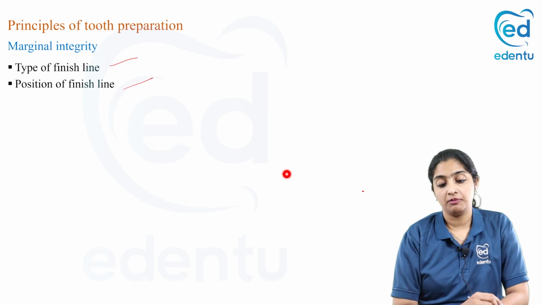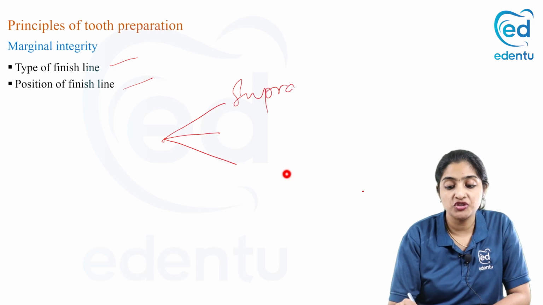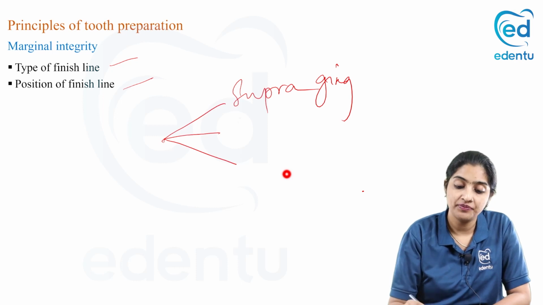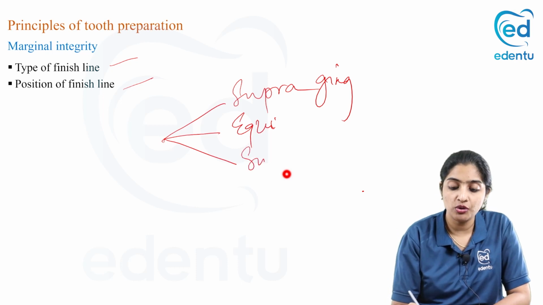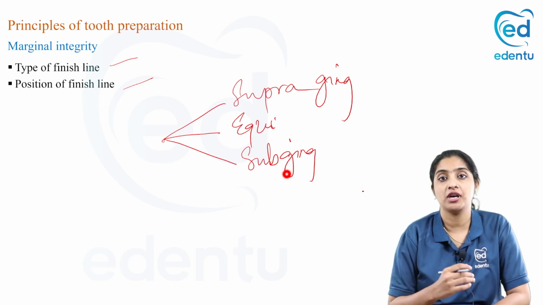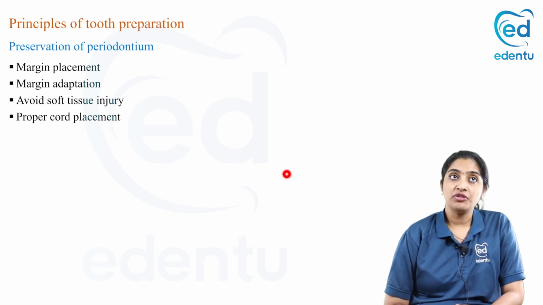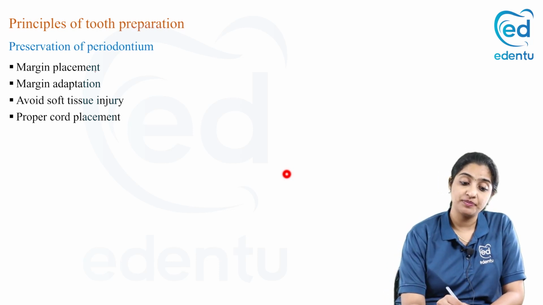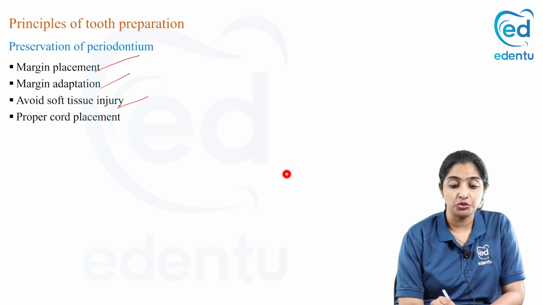Coming to the position of the finish line, you have 3 positions. You have supragingival, that is above the gingival level, equigingival, which is at the level of the gingiva, or you have the subgingival, which means you are going underneath the gingival level. Coming to preservation of the periodontium, this depends on various factors. One is the margin placement, the margin adaptation. Then you have to avoid soft tissue injury and use proper cord placement.